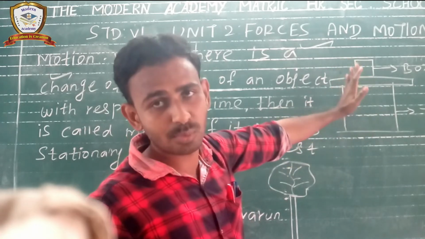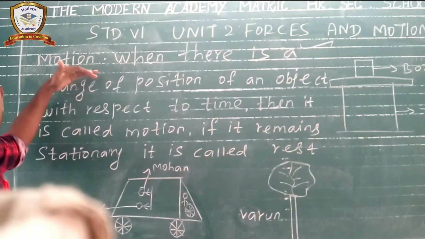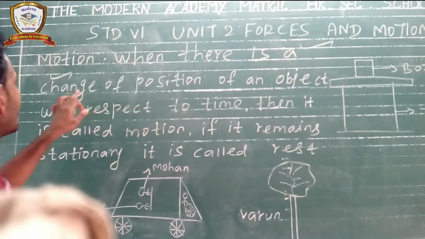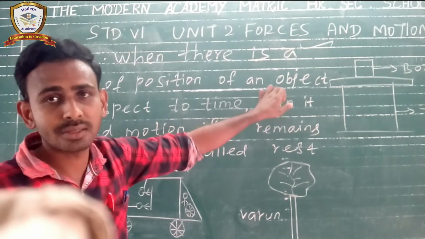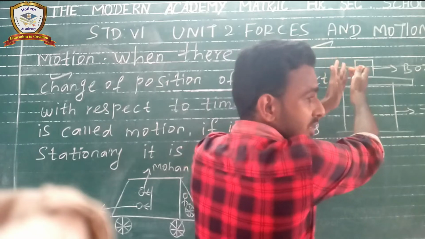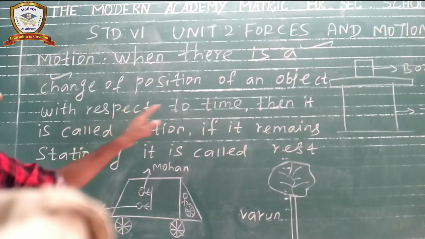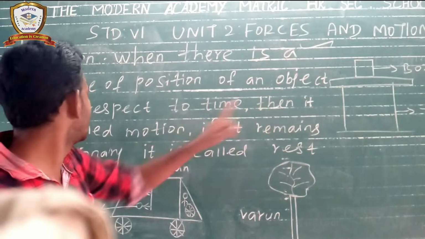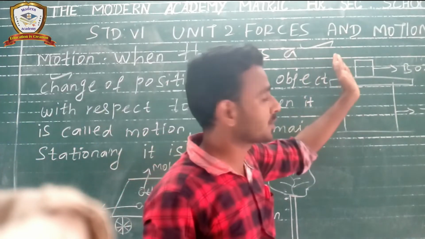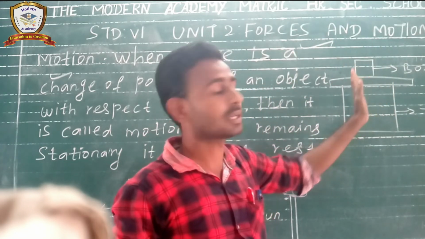Okay, so this is called motion. Let's see the basic definition of motion. Motion is nothing but a change of position of an object with respect to time. We have to move the position of the box from this place to this place, right? With respect to time, then it is called motion. That phenomenon is called motion, right?